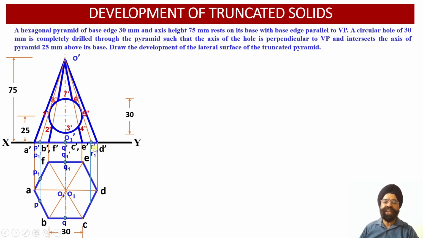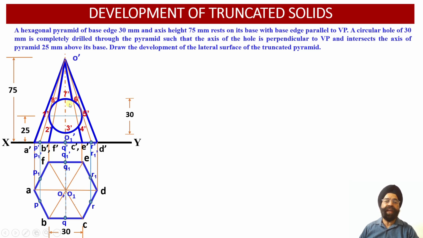Now from R dash and R1 dash, if we draw the vertical projectors onto these two edges of the base, CD and DE, we will see that on the front side we obtain the point R in the top view projection. Similarly, on the edge DE we obtain the point R1 in the top view projection.